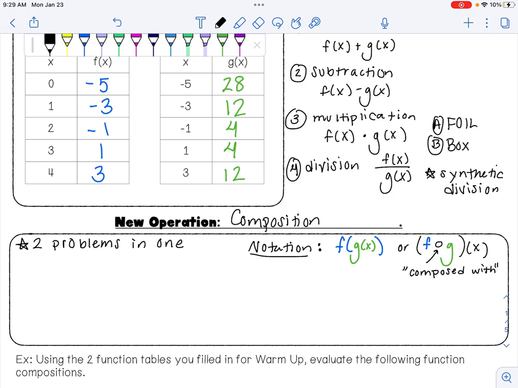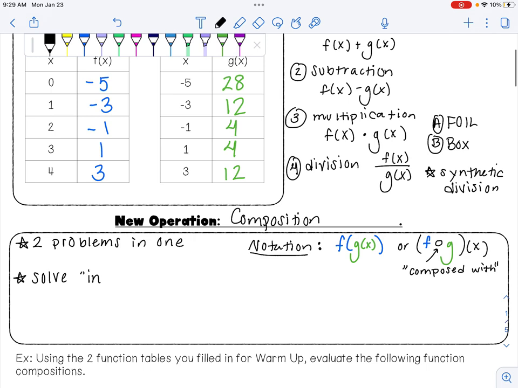And so what it boils down to is you solve the inside problem and plug your answer into the outside problem.